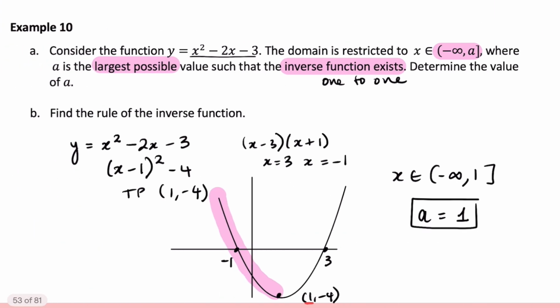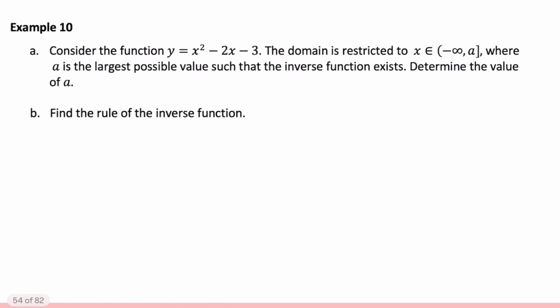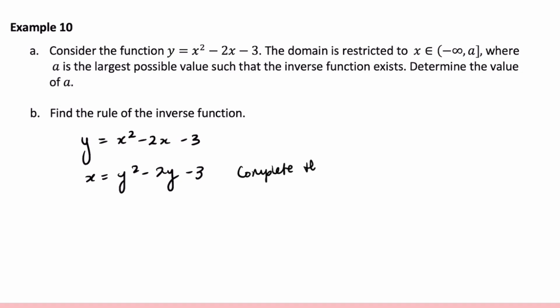All right, now part B says find the rule of the inverse function. I have run out of space, so I'll create a new page. So to find the rule of the inverse function, you swap x and y. So if we start off with our original function, we can swap x and y. Now, the technique to this, because we want only one y, is to complete the square. That's the best way to be able to find the inverse function.